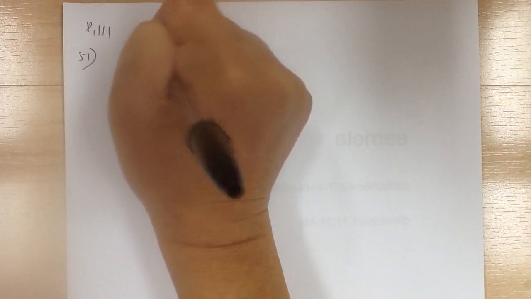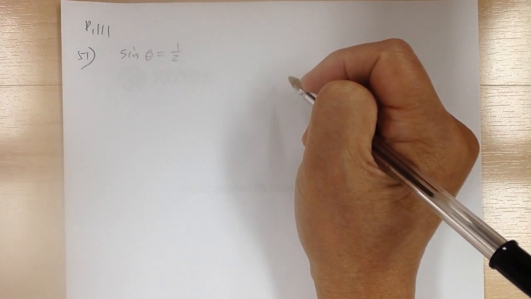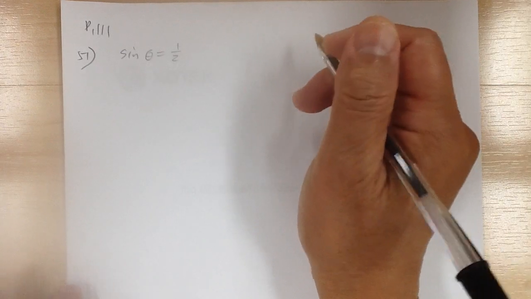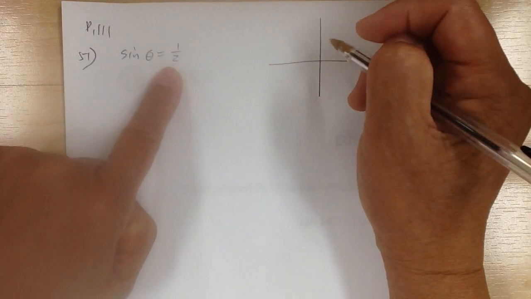Let's go to page 111 and start with number 51. Okay, you have sine of theta equal to 1 over 2, and you want to find the least positive angle theta in degrees and radians. Okay, so first what you need to do is sine is 1 over 2.